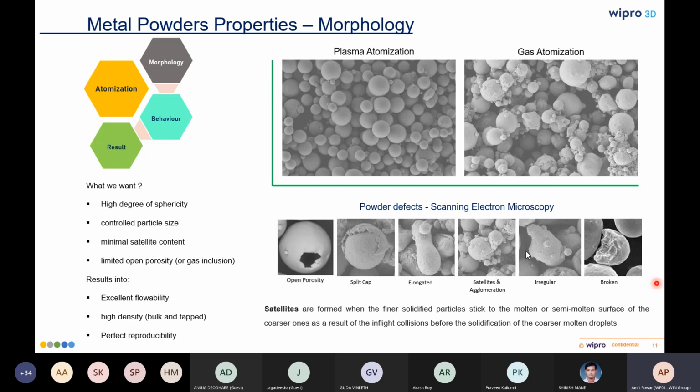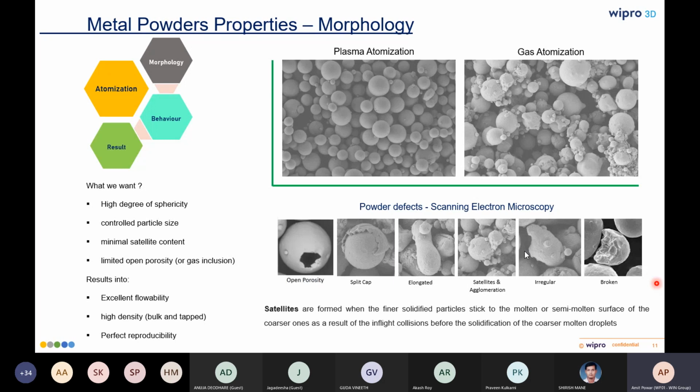So finally, concluding the slide, what we want is a high degree of sphericity, controlled particle size, minimal satellite count, and limited open porosity, which results in excellent flowability, high density, and perfect layer reproducibility. Perfect layer reproducibility is very important, because imagine that we will be printing the parts in layers of 20 micron, 30 micron, or 40 micron.